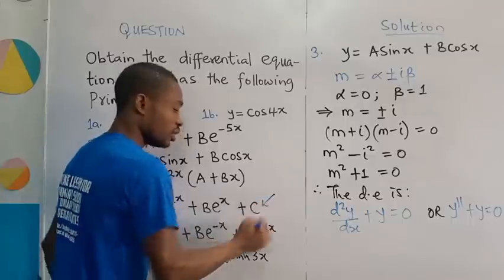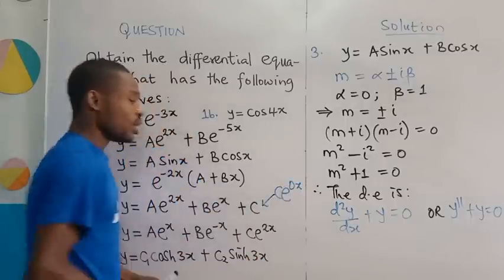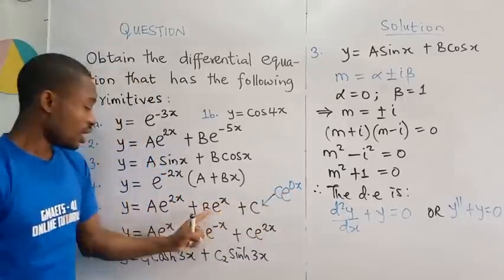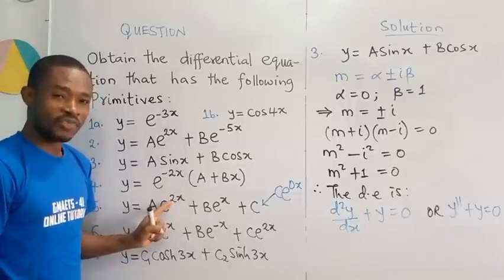Watch, let me show you this. It's actually c exponential 0x, which means the root of the equation here is m equal to 0. Here, m equal to 1. Here, m equal to 2. Are you following, right?